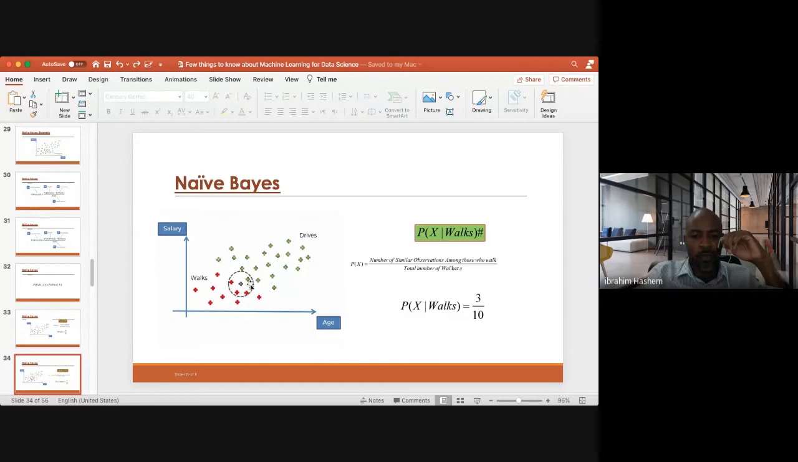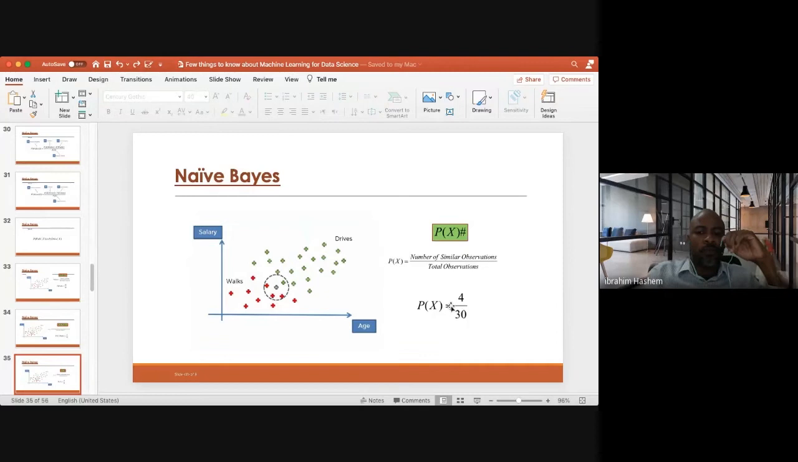So the probability of X given the walk only is 3 divided by 10, meaning 3, which is similar to what we want to predict, divided by the total, which is 10. So 3 by 10. This is the probability of X given walks. Now the probability of X is the number of all similar observations, including the green and also the red, which is 4. We are not counting the gray one we want to predict, only the drive and the walk ones. So 3 from here and 1 from here, which is 4 divided by the total number of observations, which is 30.